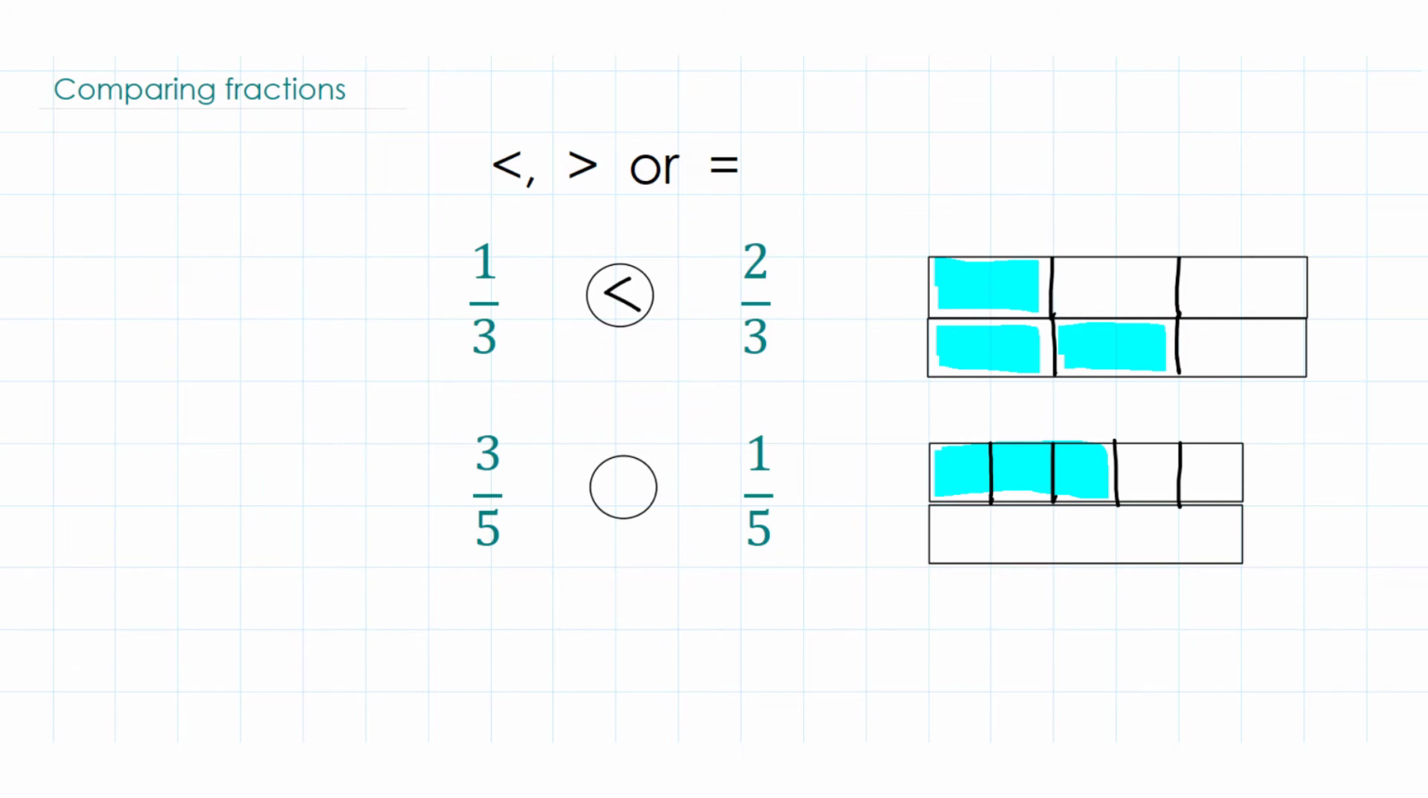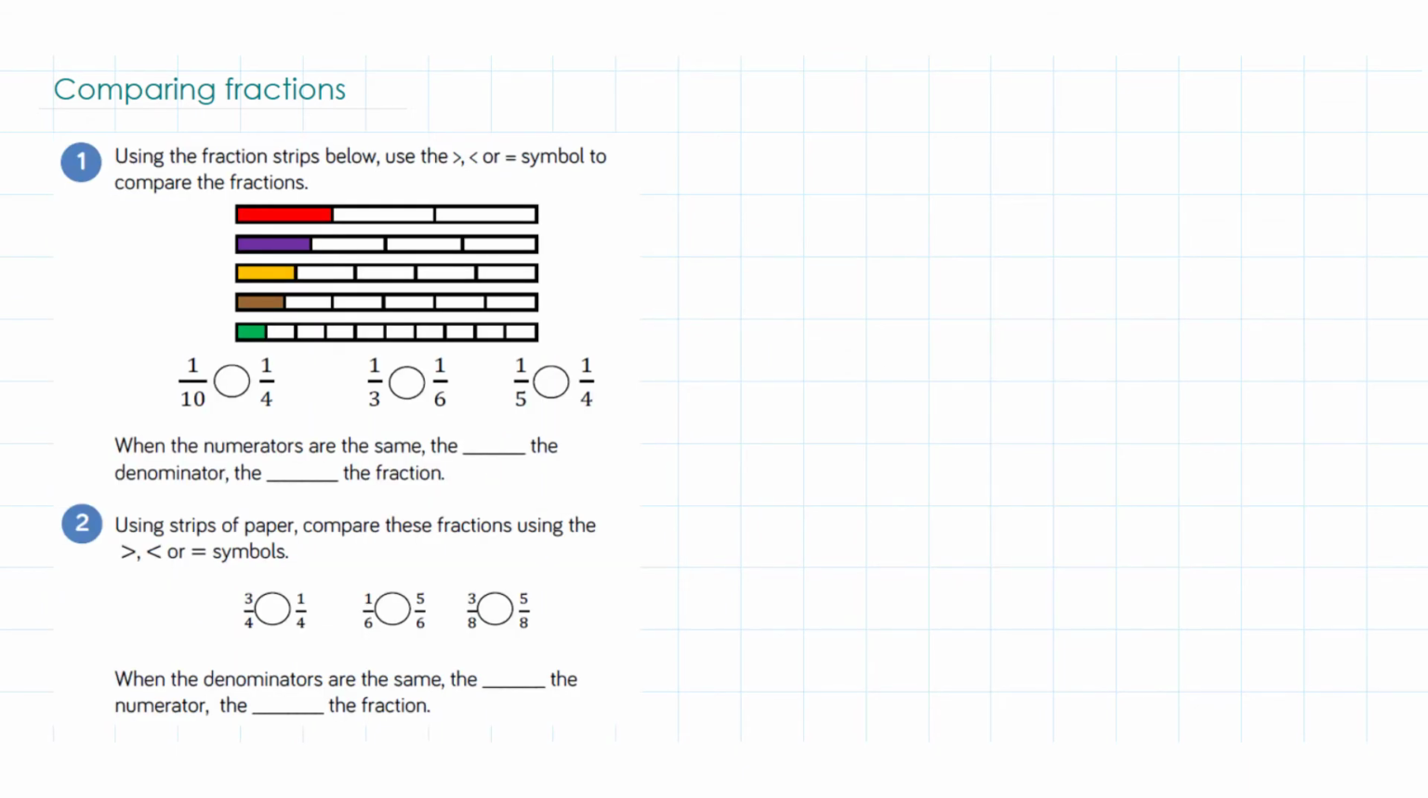And 1/5 is, I'm going to split the whole into 5 equal parts. But I have just 1 of those equal parts. So that's 1/5. So what can you say? 3/5 is greater than 1/5. What symbol goes here in the circle? It's the greater than symbol. Hope all that makes sense, because now I'm handing over to you.